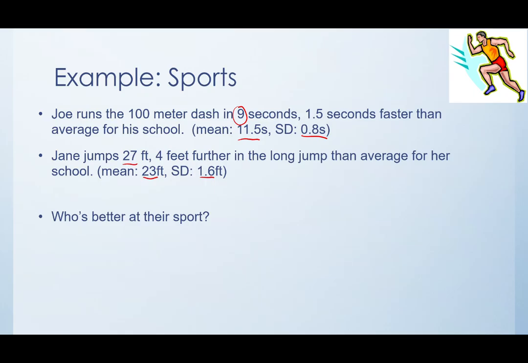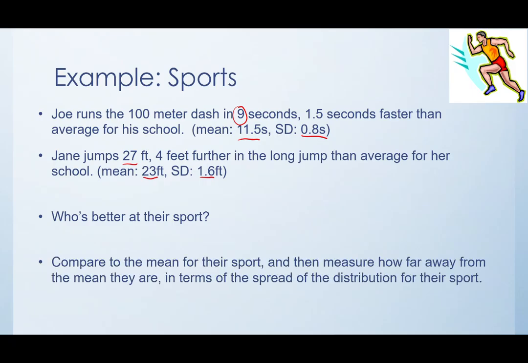So the question is, who's better at their sport? Now, you're comparing running and jumping, right? This is like apples and oranges. So what we need to do is say, well, who's better compared to the average for their sport? So we would calculate a z-score for Joe. We've got his data value minus mean over standard deviation. So data value is 9, mean 11.5 seconds, standard deviation 0.8 seconds.